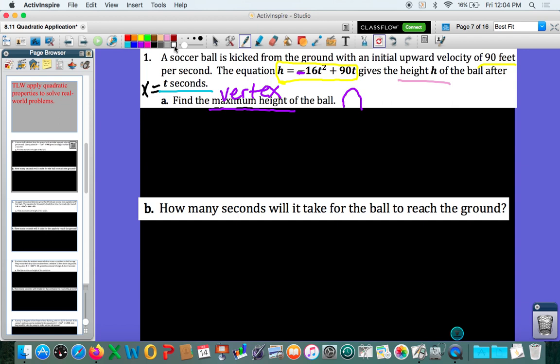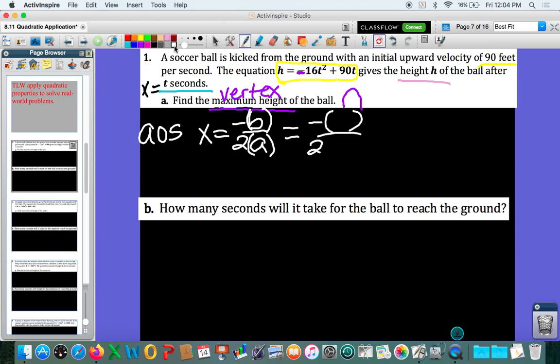They're asking for the maximum height, so we can go ahead and use the axis of symmetry formula. The axis of symmetry formula is x equals negative b over 2a. Now, me personally, I like to put parentheses around b and around a, so that when I write my formula, it looks like negative parentheses over 2 parentheses. And then I can plug everything in.